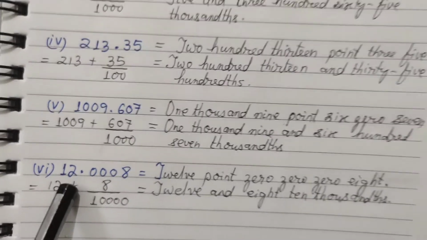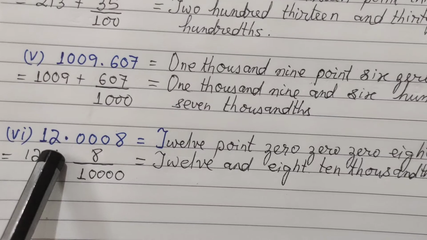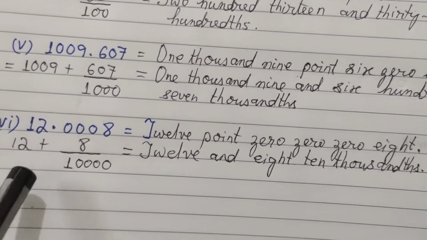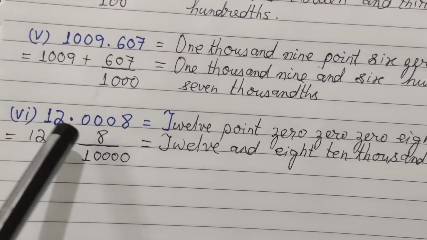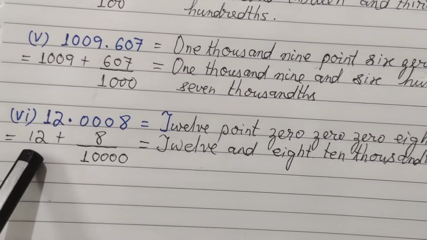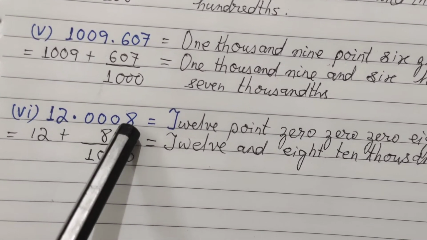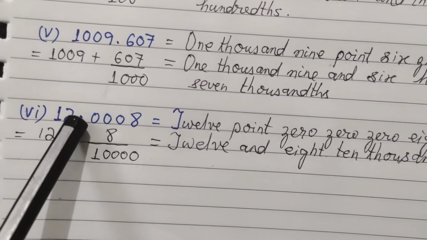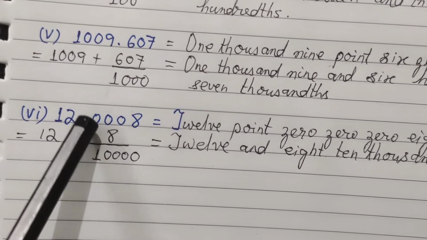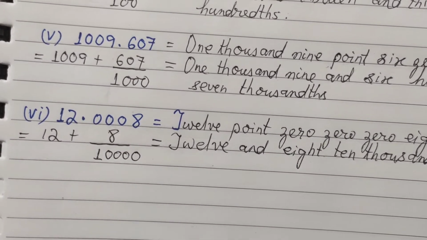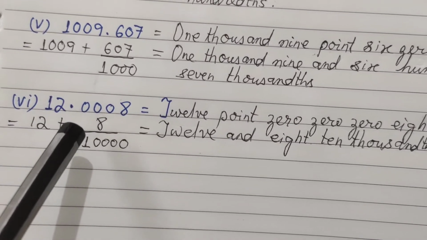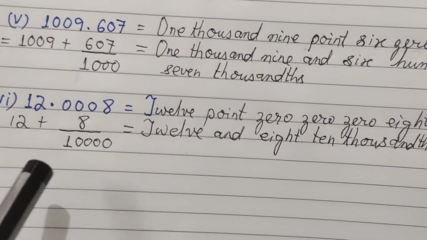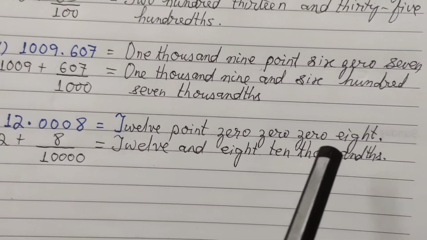Similarly, this one also: 12.0008. First way of writing is this. Next way, for that you have to split it up. 12 is our whole number, so we separately write it. After point you have 8. So 8 is our numerator. For the denominator, point serves as our 1. And after point you have 1, 2, 3, 4 digits. So 4 zeros. So this becomes 8 by 10,000. So how do we write this in words? 8 ten-thousandths. So 12 and 8 ten-thousandths.